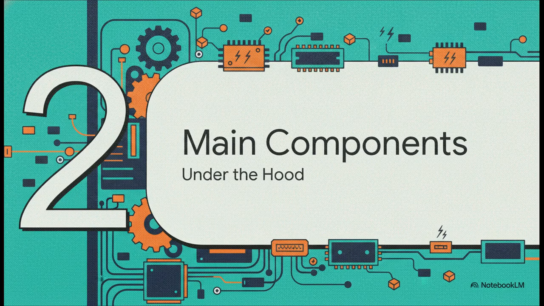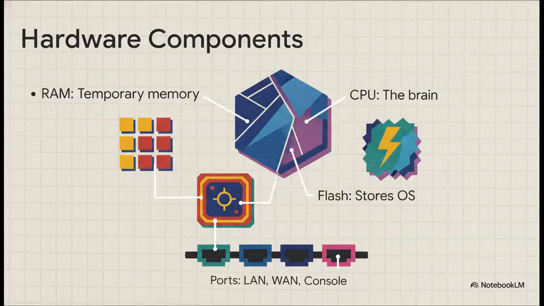Moving right along to section 2, main router components. Let's conceptually pop the hood and see what's inside. You might be surprised to find out that a router is essentially just a highly specialized computer. Just like your laptop, it's got a CPU, which is the brain of the whole operation, making all the logical decisions. It uses RAM as temporary memory to juggle the data it's currently working on. It's got ROM for boot instructions and flash memory, which permanently stores its operating system.